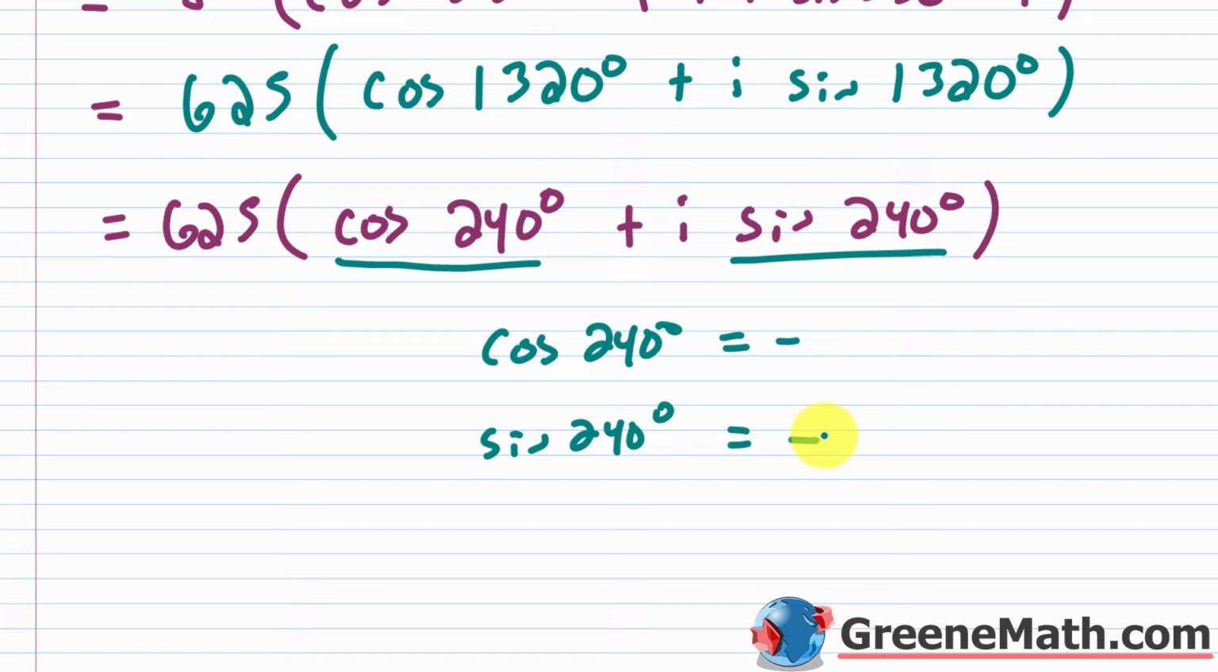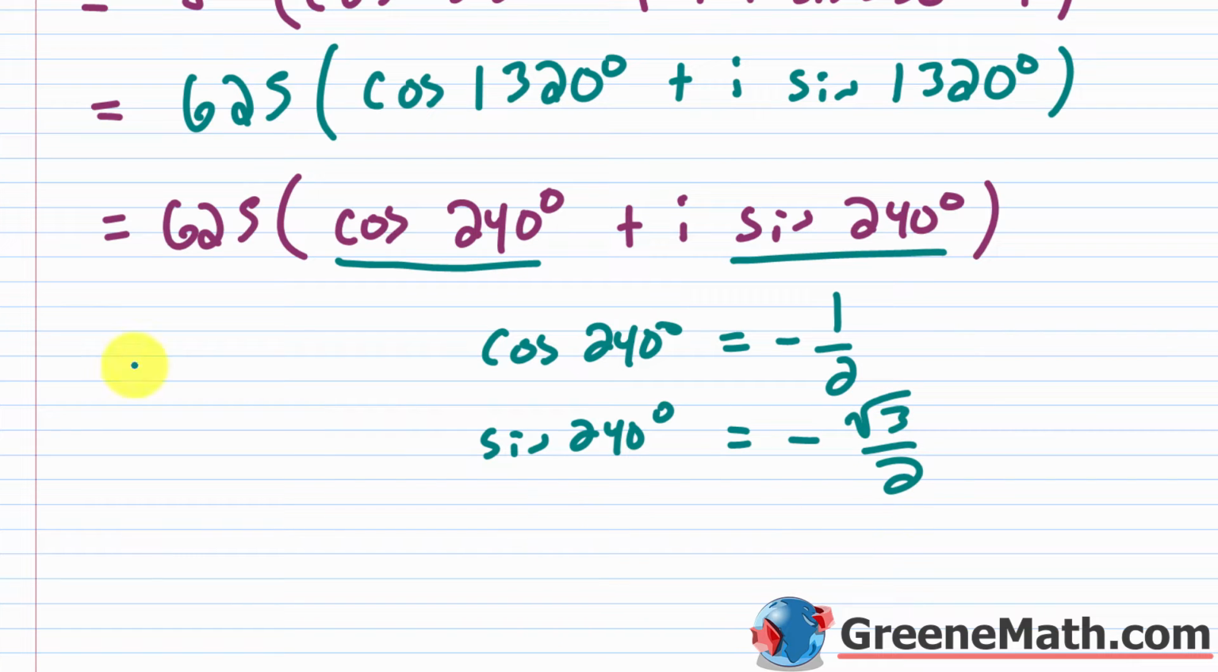So what is the cosine of 60 degrees? Well, it's a half. But we're negative in quadrant 3, so it's negative 1/2 for the cosine of 240 degrees. What is the sine of 60 degrees? Well, it's square root of 3 over 2. But again, we're negative in quadrant 3, so it's going to be the negative of the square root of 3 over 2.